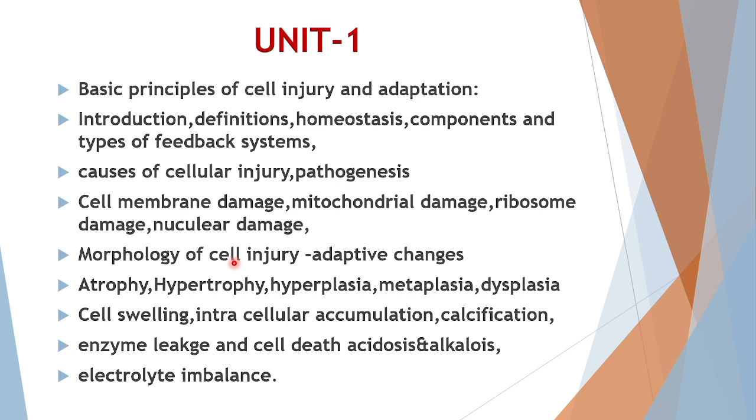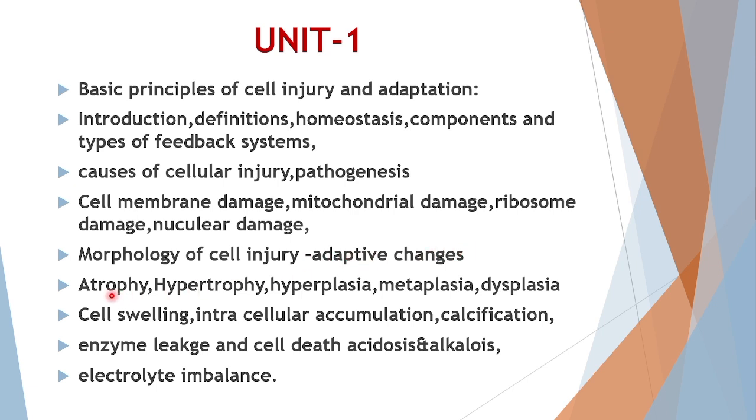And the next one is organelle dislocation. Due to cell injury, some of the organelles may be dislocated, organelles like mitochondria, ribosome, endoplasmic reticulum, smooth endoplasmic reticulum, etc. And next, what are adaptive changes? Due to the morphology of cell injury, some changes may occur in the cells.